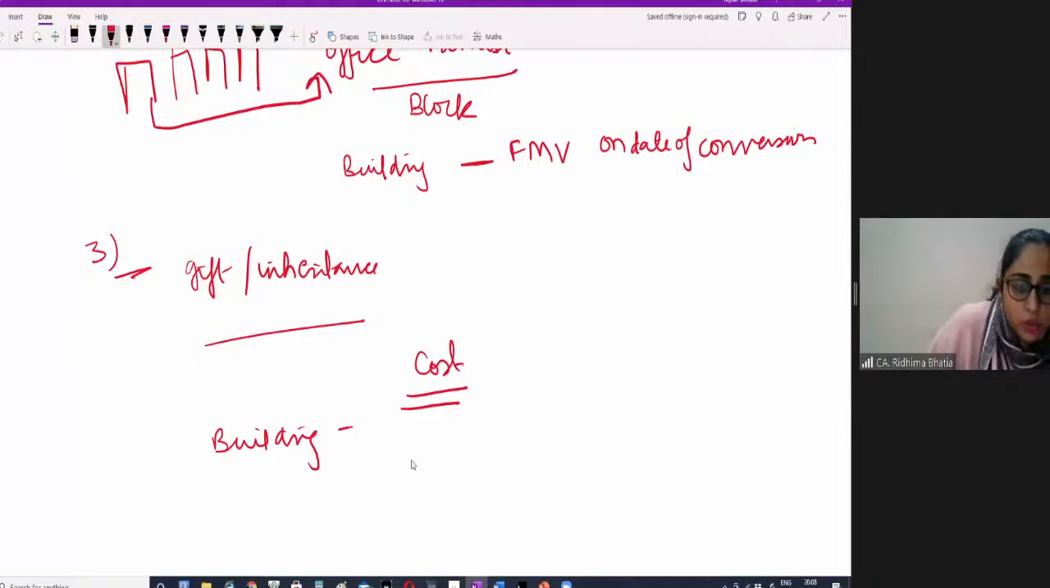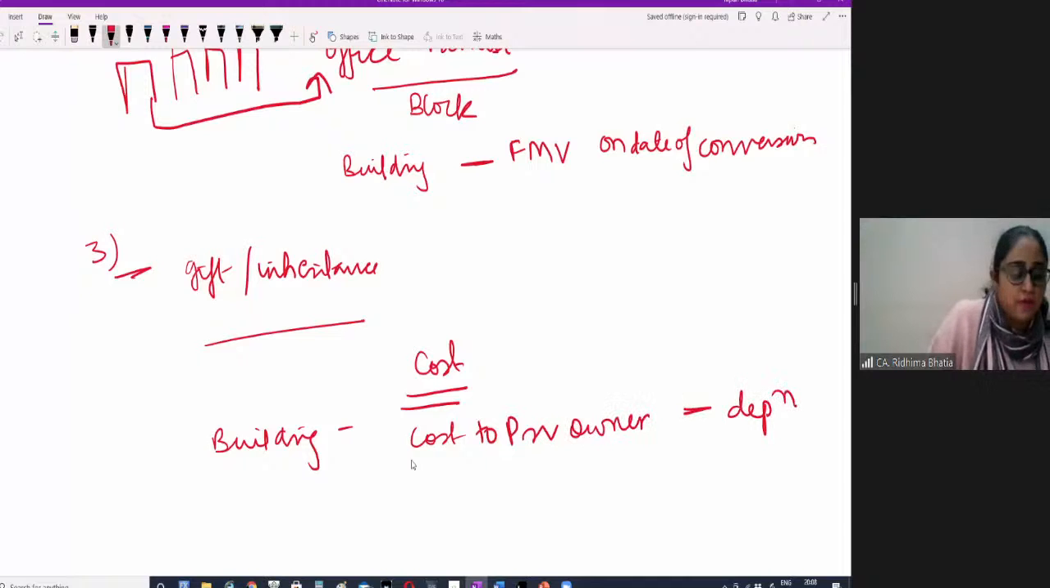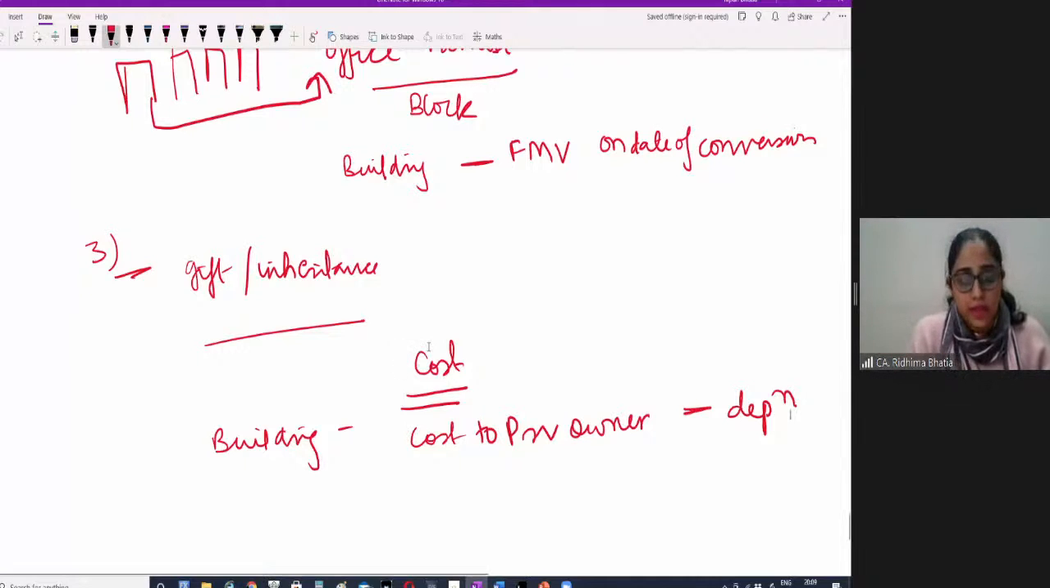It would be the cost to the previous owner, minus depreciation which he would have allowed as if it was the only asset, minus depreciation that he has been taking. So basically if he has taken that building 10 years back, so 10 years ago cost minus depreciation for 10 years, coming to today's value, this would be my cost to be added in the block of assets. Clear?